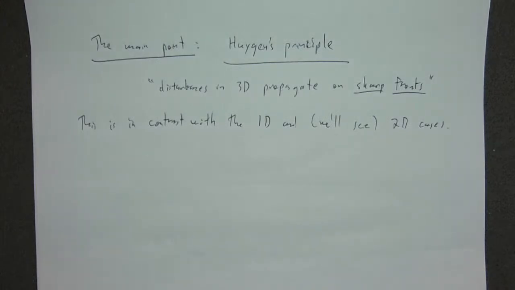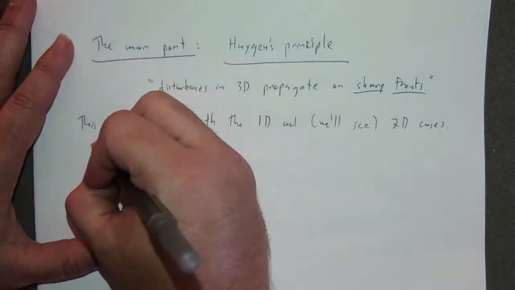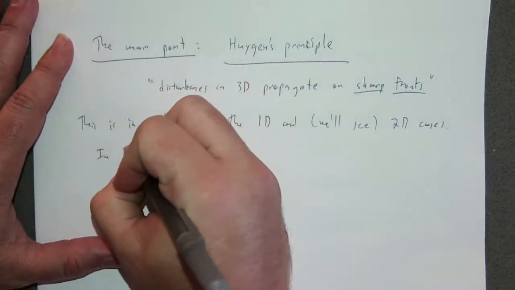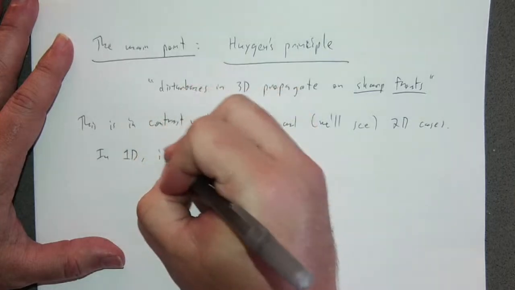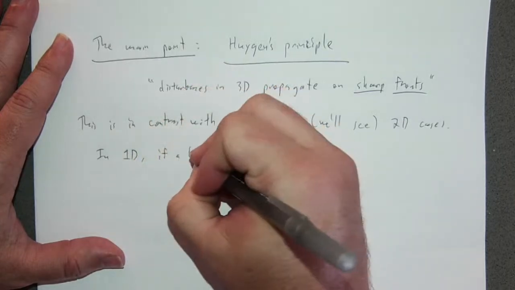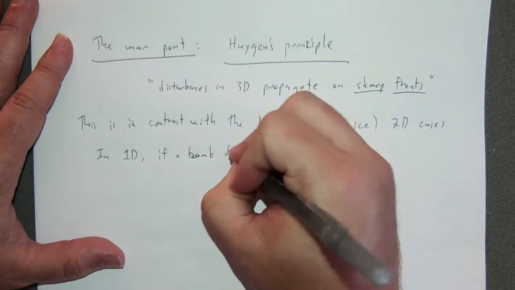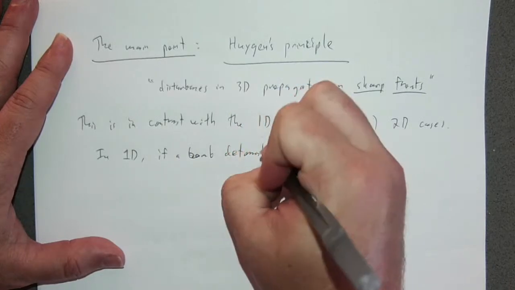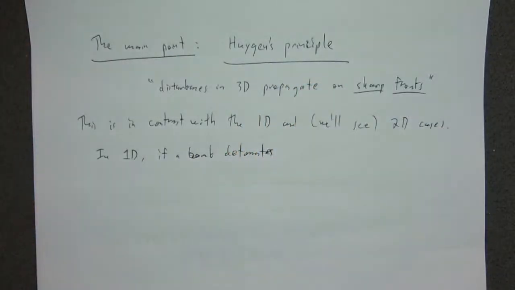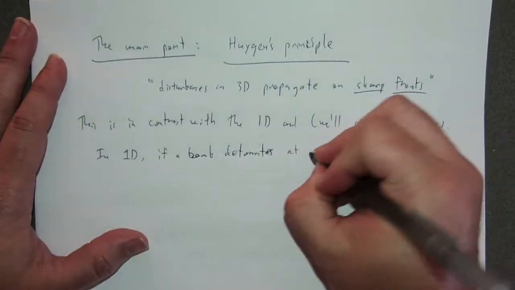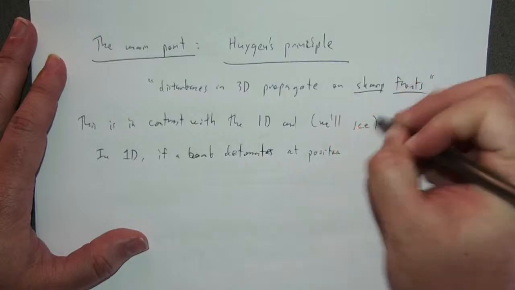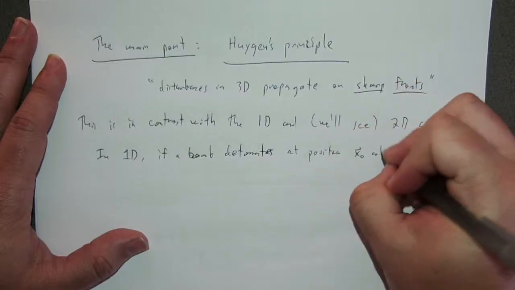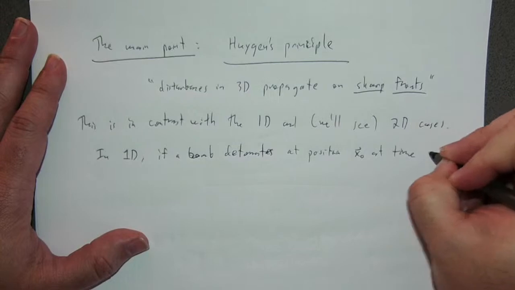So let's ask ourselves a question. In 1D, if a bomb detonates at, say, position x0 at time t equals 0.